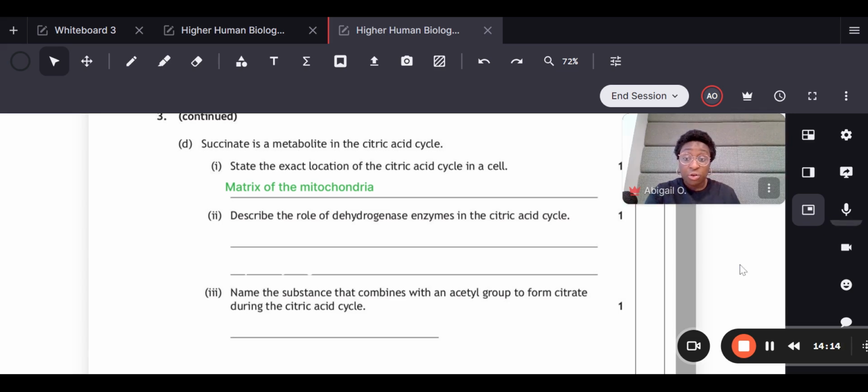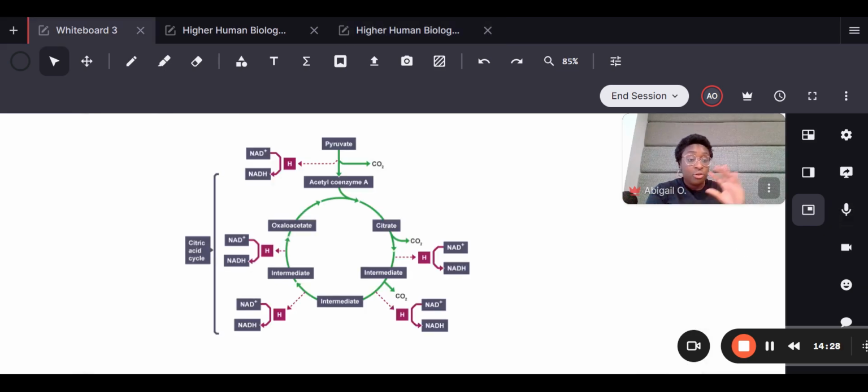Okay. So second question: describe the role of dehydrogenase enzymes in the citric acid cycle. Now, dehydrogenase enzymes, people don't tend to like them very much. Let's take a second to remind ourselves of what they do. Don't panic. Every time somebody looks at this image, they're like, oh my gosh, it's so hard. It is a complicated image.